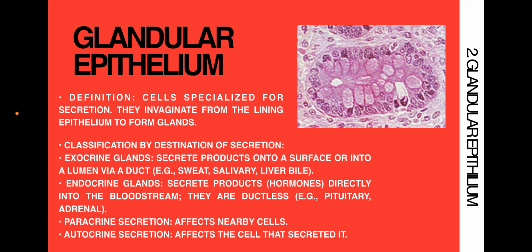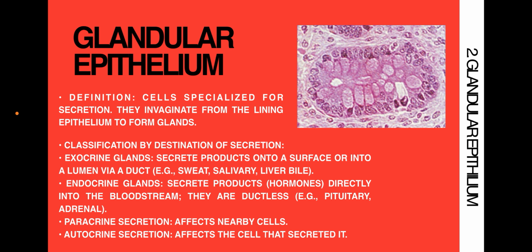There are two other types of glandular epithelium, and those include the following. One of them works on the neighboring cells, and the other one works on itself. So they are very simple. The paracrine secretions or paracrine glands affect nearby cells, and the autocrine secretions affect the cells that secreted them. So it affects itself, by the way.